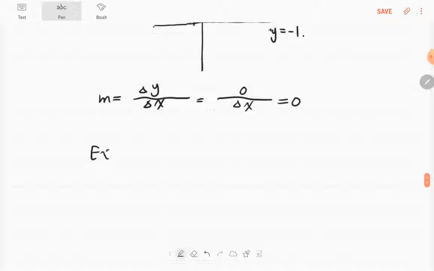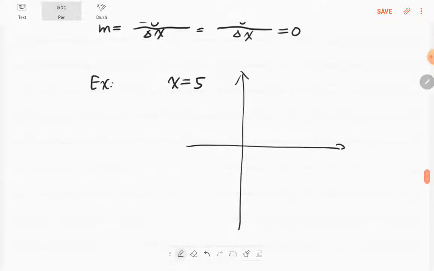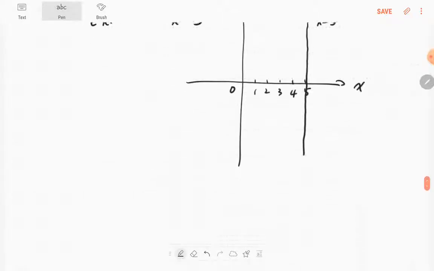Let's check another one. This time we will have this equation. X is equal to a fixed number. So let's see here. We know x is a fixed number. If we draw it, it will be like a vertical line. No matter what the y value is, x is just the same value.